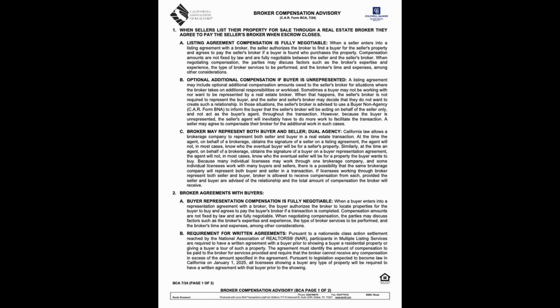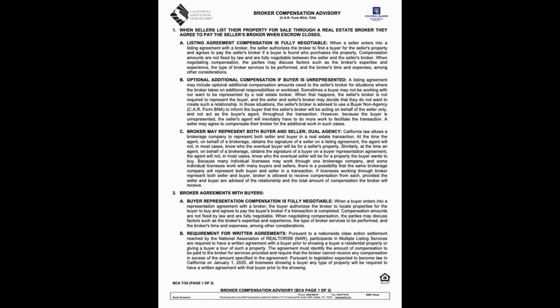It's fully negotiable. The broker and seller decide together what's fair, based on factors like the broker's experience, the scope of services provided, and the time and expenses involved in selling the home. Subsection B. Optional additional compensation if buyer is unrepresented. Sometimes a buyer doesn't have their own agent. When that happens, the seller's broker might still help move the deal forward, even though they don't represent the buyer. That creates more work for the listing broker. If the seller agrees, they can include additional compensation in the listing agreement to cover that extra effort.